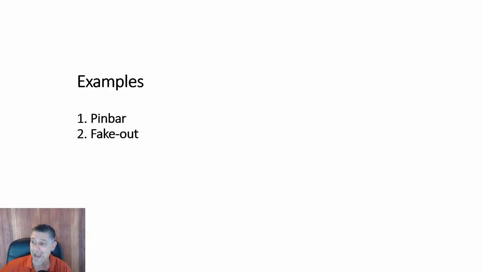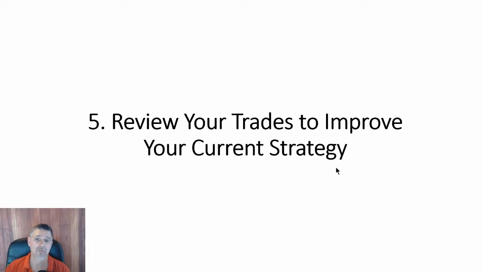But anyway, you guys get the point. Number 5, review your trades to improve your current strategy. Now, I'm not going to show anything on the chart on this one, but we plan, do, review, and improve, right? Before improve comes review. How can you improve your strategy if you don't review your trades to improve your results? Now, one of the ways I like to do that is through a trading journal.